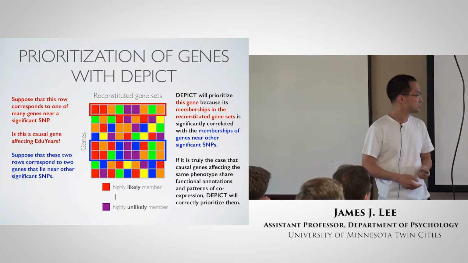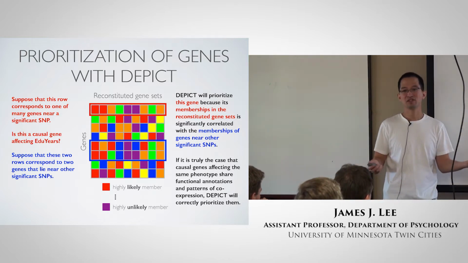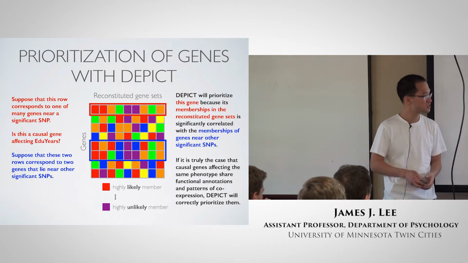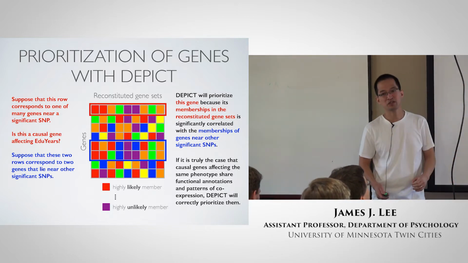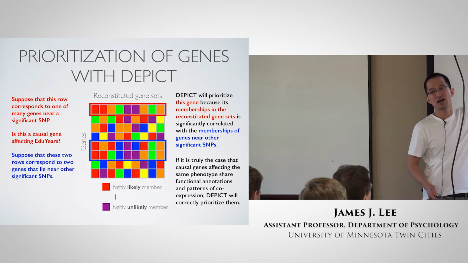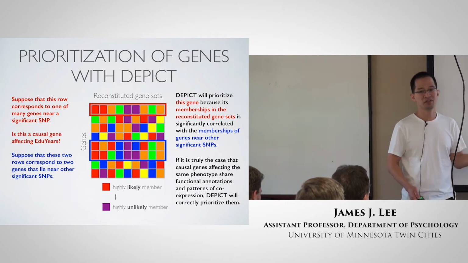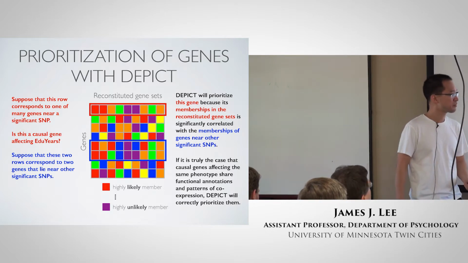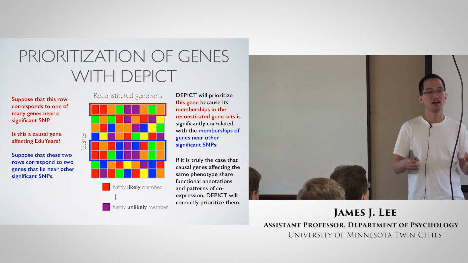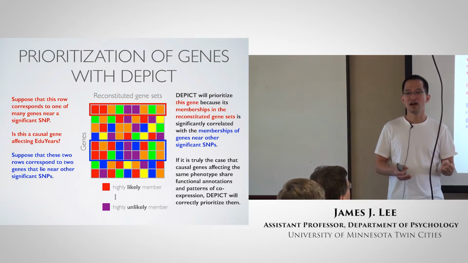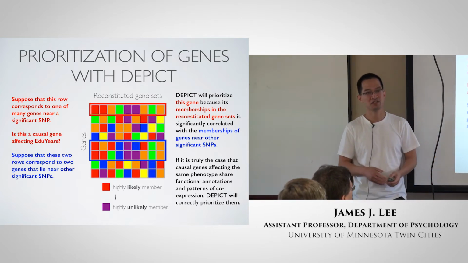So the way DEPICT answers this question, suppose that these 2 rows correspond to 2 genes that lie near other significant SNPs. You can imagine that these are perhaps significant SNPs on other chromosomes. Then if you have a pattern of data like this, DEPICT will say that the top gene is the gene that it likes, basically because its memberships in the gene sets are significantly correlated with the memberships of genes that are near other significant SNPs. It's our belief that causal genes affecting the same phenotype will tend to share annotations and patterns of co-expression. DEPICT is built on that belief, and if it is correct, it will correctly prioritize the genes more often than not.